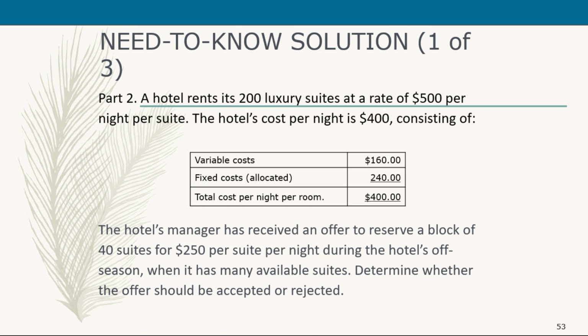Okay, and another type of problem is where we are to accept or reject some special projects, right? So in this case, a hotel rents its 200 luxury suites at a rate of $500 per night per suite. The hotel's cost per night is $400, consisting of the following breakdown. For your variable cost, it is $160. For your fixed cost allocated, it's $240. And when we add the two, we have the total cost per night per room.